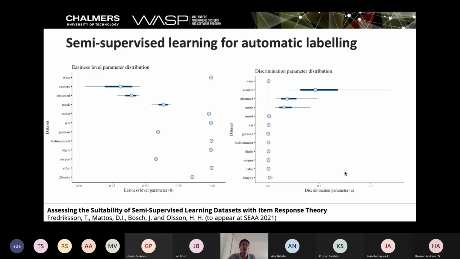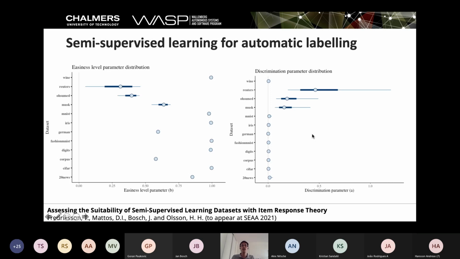And in this case here, we can see that this is easiness. So higher here means easier, lower means the item, the data set, is more difficult. We can see that for this collection of very common data sets like wine, Reuters, Iris, MNIST, fashion MNIST, for these semi-supervised learning algorithms, the difficulty level of these items is very low. So all of the items are very easy for these algorithms.